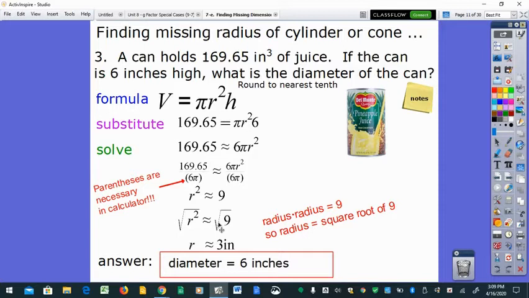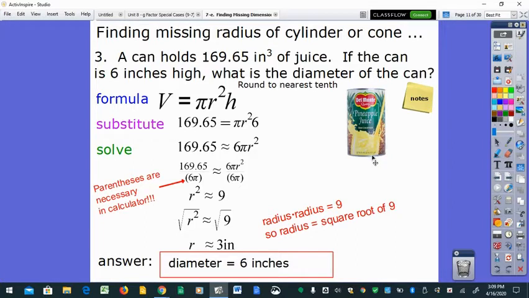If you're using your phone, you're going to turn your phone to the side, and you should see a square root button. You would hit that button, put the 9, and when you take the square root of 9, it's 3. It's not half of 9. It's what number times itself gives you 9. 3 times 3 gives you 9. So the square root of 9 is 3. So the radius is about 3 inches. But the problem asks for the diameter. Well, the radius is the short guy. To get the diameter, you have to multiply it by 2, and the diameter of the can would be 6 inches.